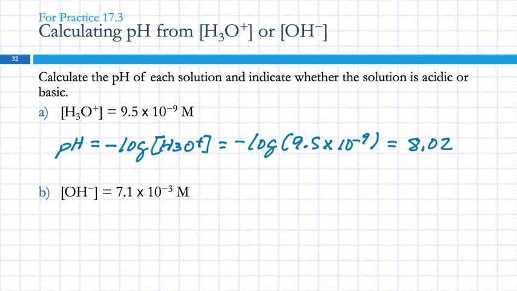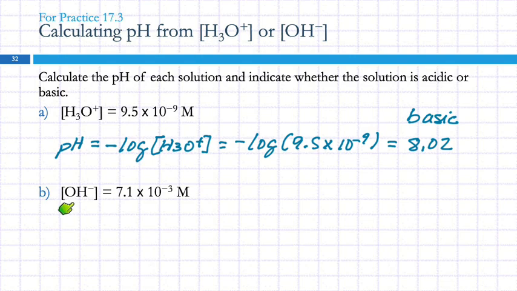Acidic or basic? Basic. Larger pHs are basic. This one's basic. You can also identify that by looking at the hydronium ion concentration, which is lower than in pure water.